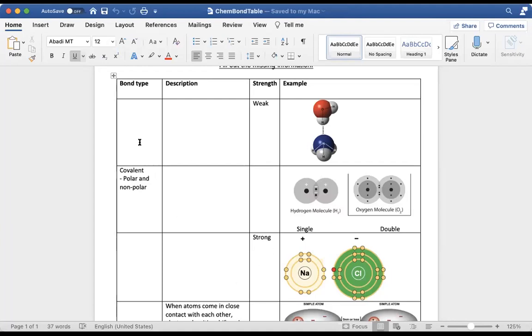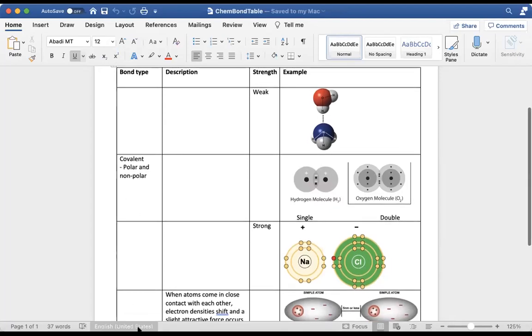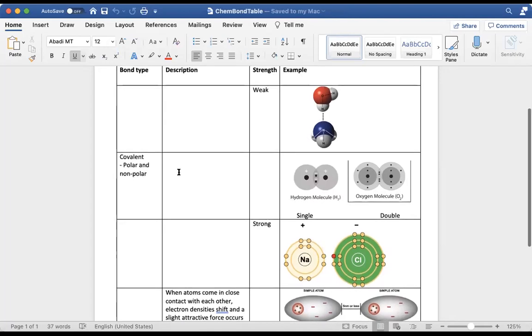Okay, so what I want you guys to do when I put you into the breakout rooms is fill in any of these empty boxes. So you should have 1 of each bond type here. So these are all 4 bond types. Covalent I've already put in for you. And then a description for each.